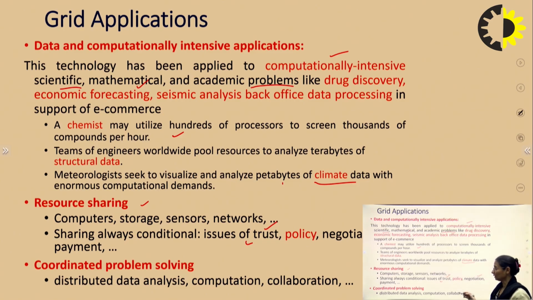Negotiation needs to be done. What is going to be the payment mode, how much payment needs to be made. So a lot of constraints come in when we go with resource sharing. Coordinated problem solving: for example, distributed data analysis, computation, or some collaboration. For example, in drug discovery, a few pharmaceutical companies may come together to provide a solution.